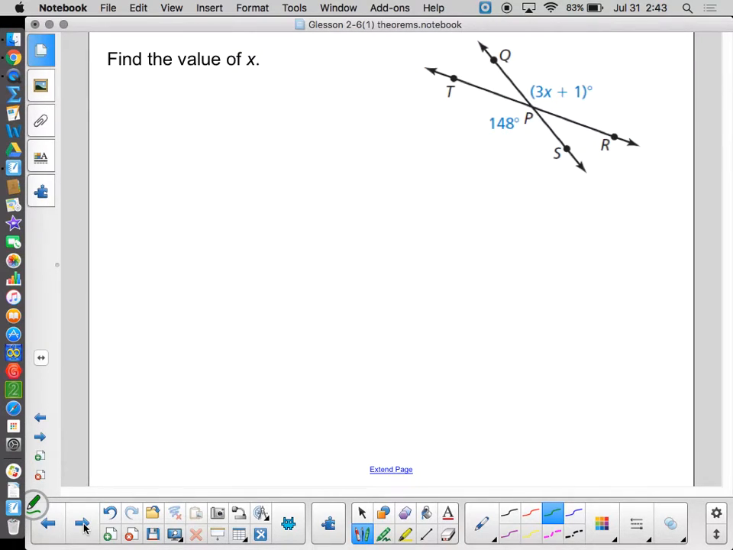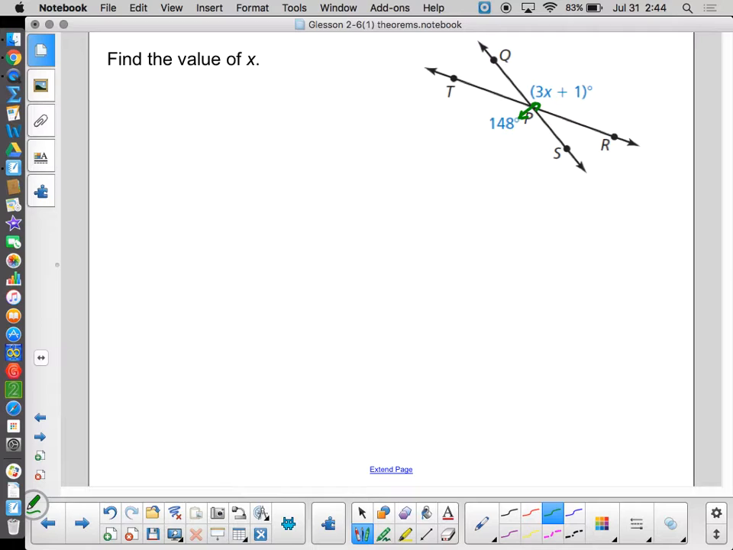Now, a lot of our homework today is actually going to deal with just applying these things. For example, here we're going to apply the vertical angles theorem because we have vertical angles. 3x plus 1 and 148. Now, stop and think. I've talked about this a lot. It's all about relationship. What is the relationship between those two angles? What is the name of that angle pair? And then what does that mean?